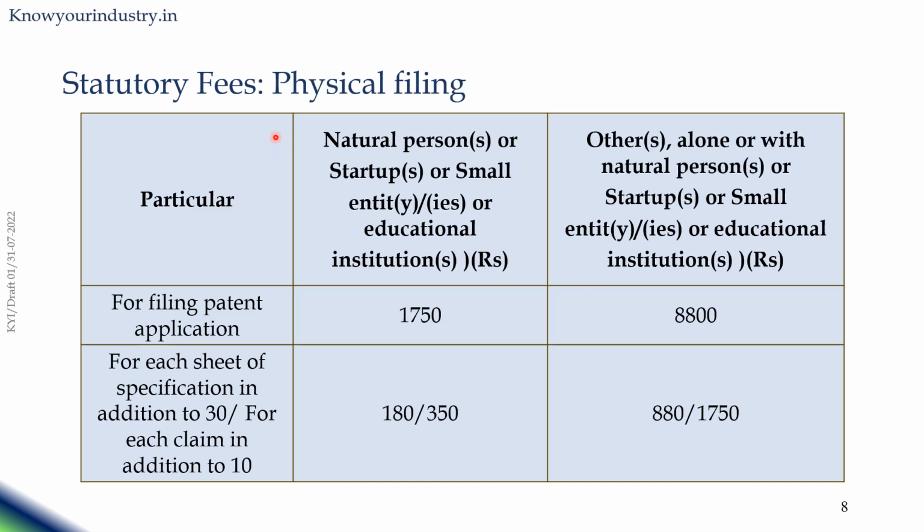Patent filing fee for a patent application, physical filing. For natural persons or startups or small entities or educational institutions, it is 1750 rupees. For others, it is 8800 rupees. For each sheet of specification in addition to 30, it is 180 rupees. For each claim in addition to 10, it is 350 rupees. For others, for each sheet of specification in addition to 30, it is 880 rupees. For each claim in addition to 10, it is 1750 rupees.